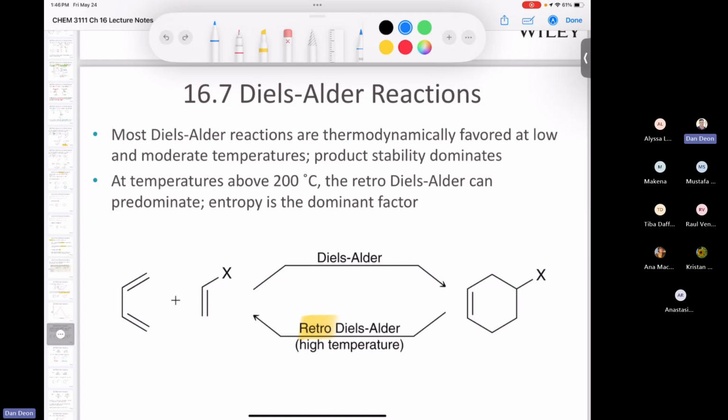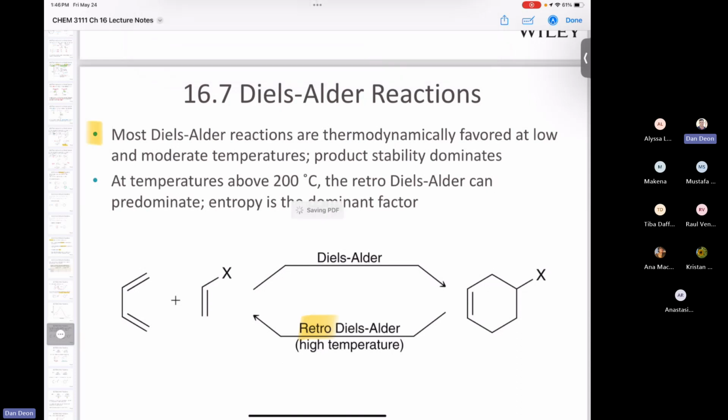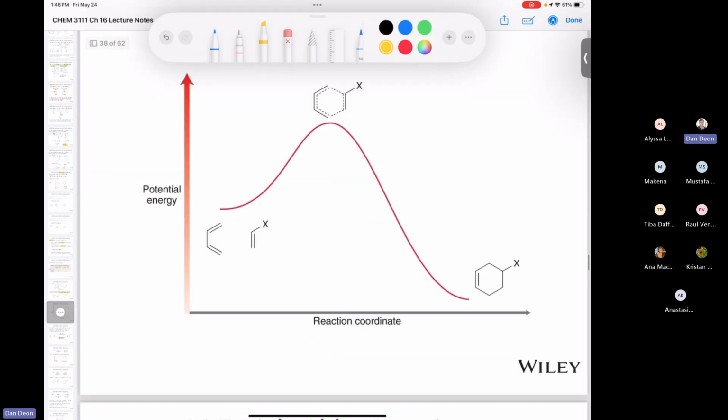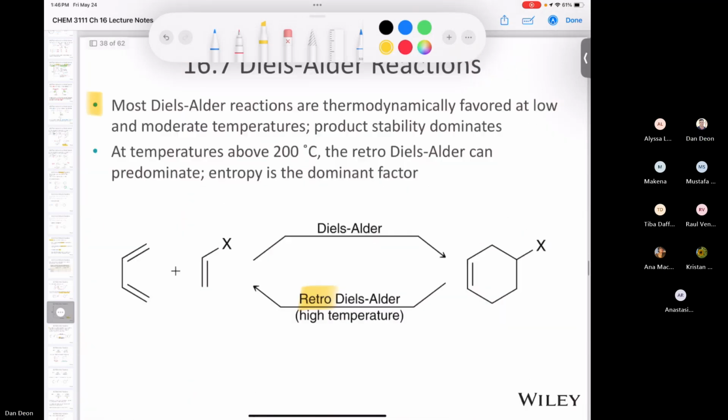And you might be going, what the heck? I thought if you heated it up more, shouldn't it just make the product faster? It's a nice idea, and we do have an explanation for it. So it says, and I'm just reading off the slide, most Diels-Alder reactions are thermodynamically favored at low and moderate temperatures, right? Remember, the product is a thermodynamic product. It's more stable than the starting materials.